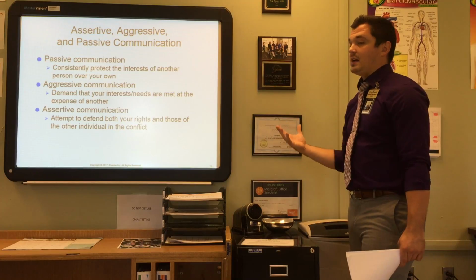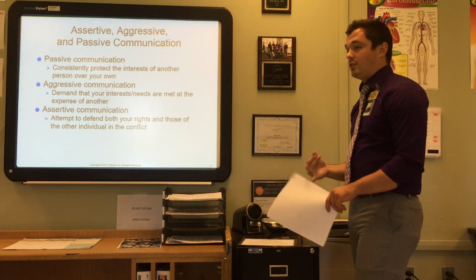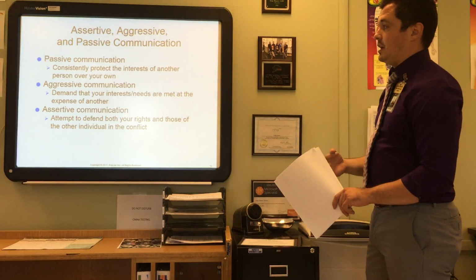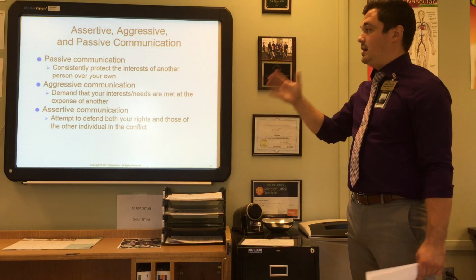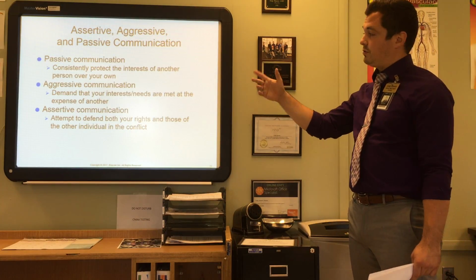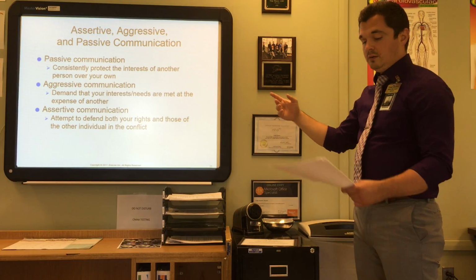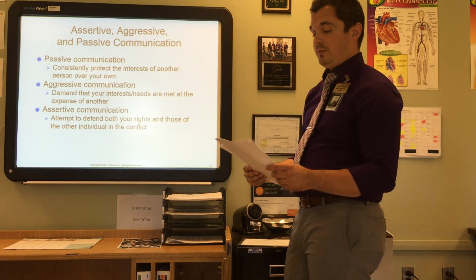So here's the 3 types of communication. You have passive communication, you have aggressive communication, and you have assertive communication. Okay? So effective communication, regardless of which type it is, is essential in the office. Okay? So just think about which is going to be the most effective type of communication.